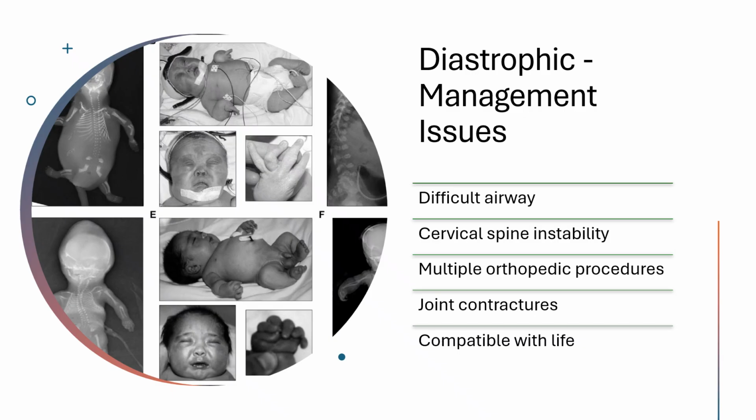Despite these multiple challenges, dystrophic dysplasia is compatible with life. This means that with appropriate medical management, these children can survive to adulthood and often achieve meaningful functional independence, making the complex medical journey worthwhile for families willing to navigate it.